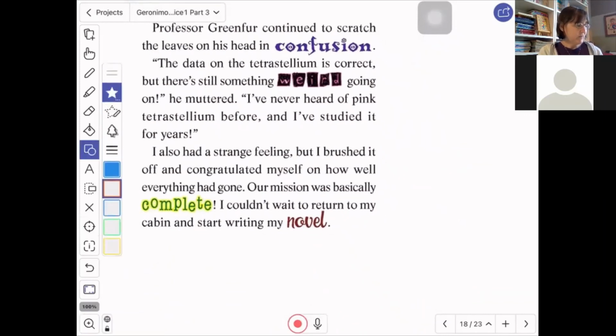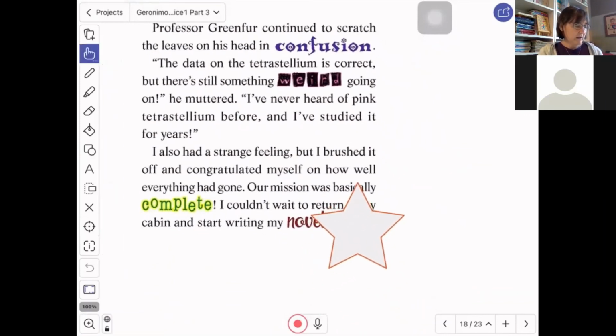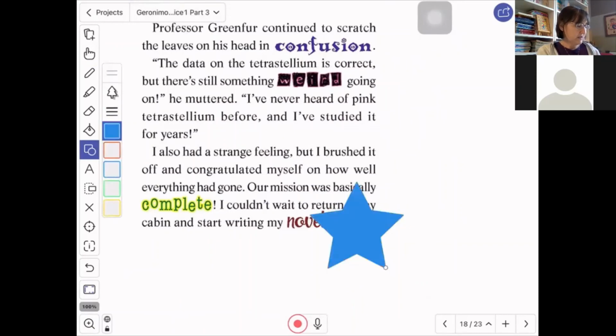All right, this is where I'm going to put our star. You want blue? Yes. Okay. So I think there's definitely something strange going on. Do you think that the pink tetrastellium is going to be good or not good? Not good.